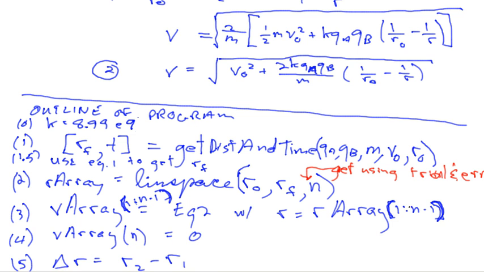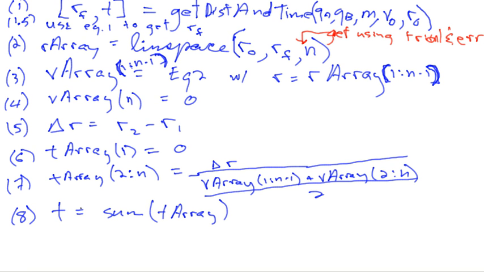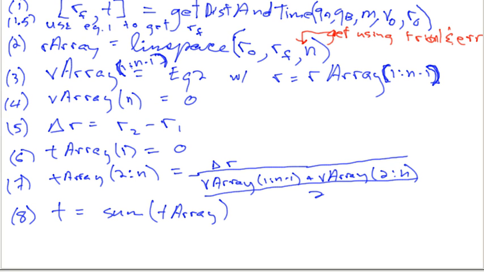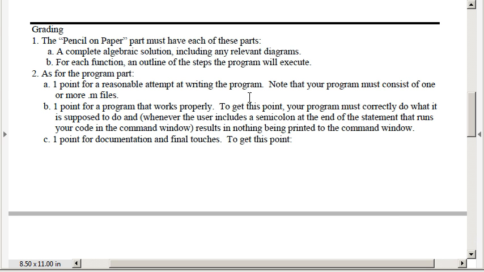So now I got the RF that it said to get, and I have assigned the T value, and probably a good thing I checked to see if I had everything. Let's look down here for a complete algebraic solution, including any relevant diagrams for each function. There's only going to be one function. I only need one function and an outline of the steps the program will execute. So I got my algebraic solution and I have my outline.